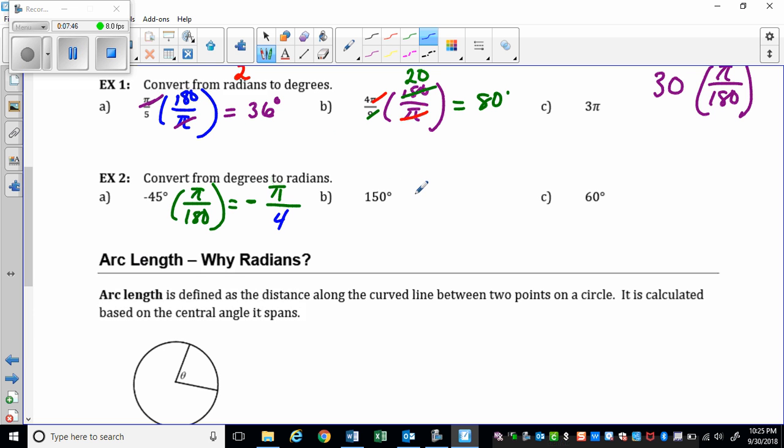150 degrees, we're going to multiply this by pi over 180. This doesn't simplify completely. You can plug this in your calculator. 150 divided by 180, enter, math, enter, enter. I believe this is 5 pi over 6, so check it out, make sure I'm right. And then you guys try 60.